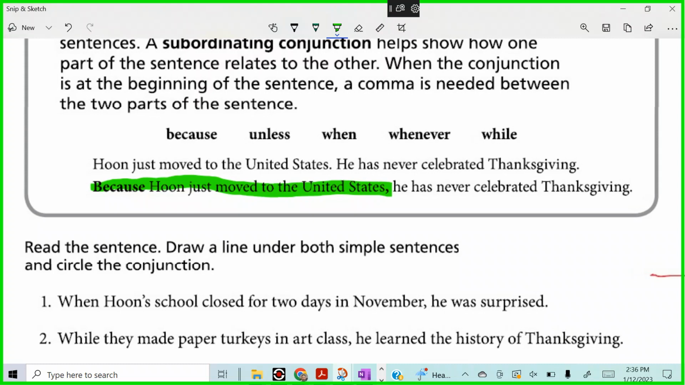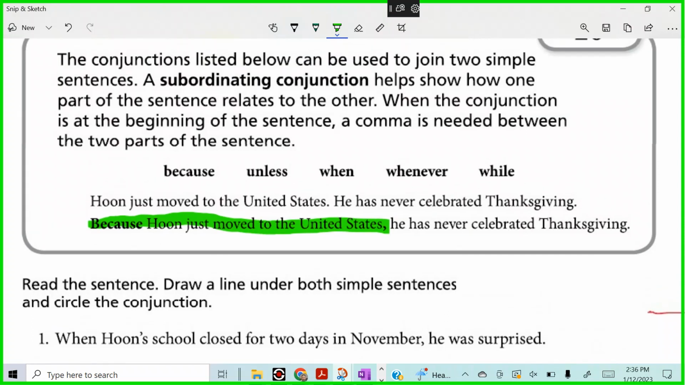If I just said to you, Drew, because Hoon just moved to the United States, and I left it there, is that a complete sentence? No, it's a dependent clause. It's dependent on the rest. He has never celebrated Thanksgiving. So let's see what it says.